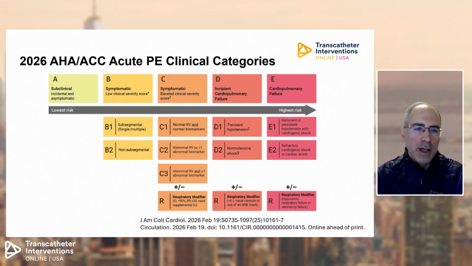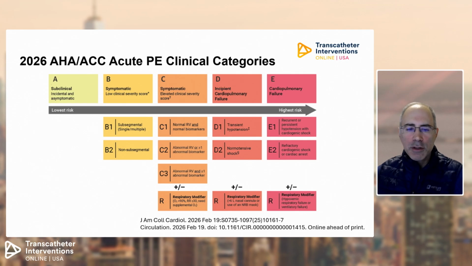Class C, or clinical category group C, have elevated clinical severity. C1: normal RV, normal biomarkers, but elevated markers for severity on a bedside scoring system. C2 has an abnormal RV or elevated biomarker, but not both. C3 has both abnormal RV and elevated biomarkers.